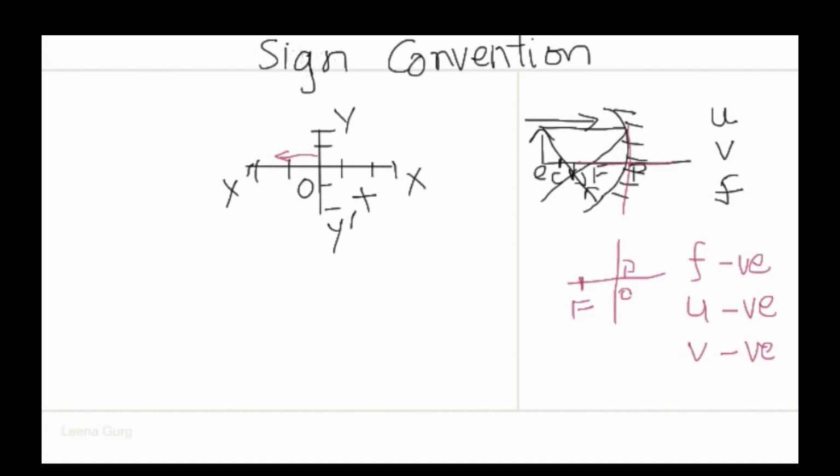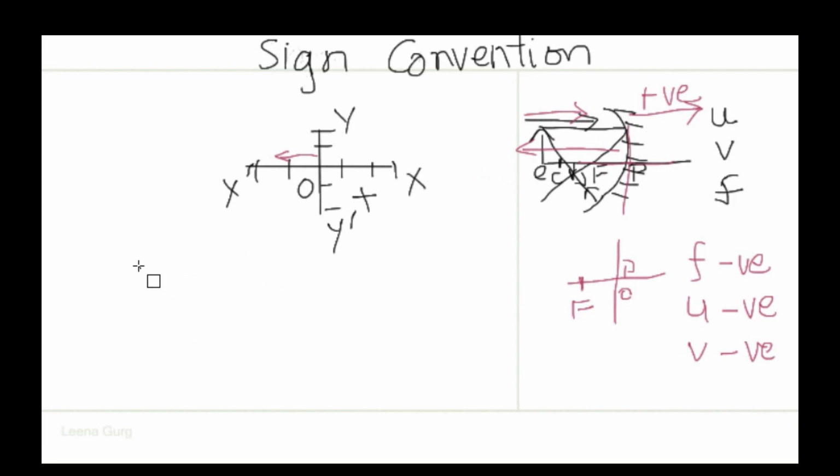In this case, an important point for you to remember is the direction of the incident light. This is the direction of the incident light from left to right. So all distances in this direction will all be positive. And all distances measured in the opposite direction will be negative.